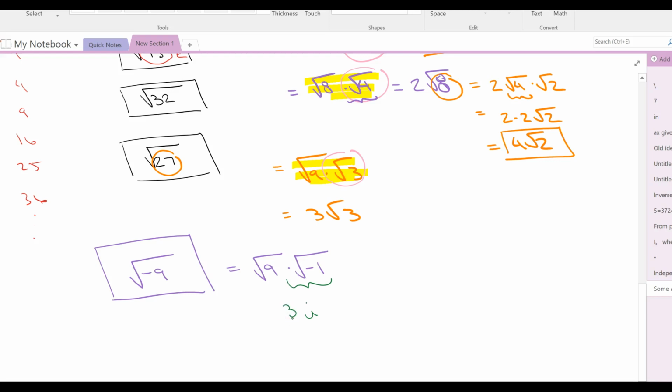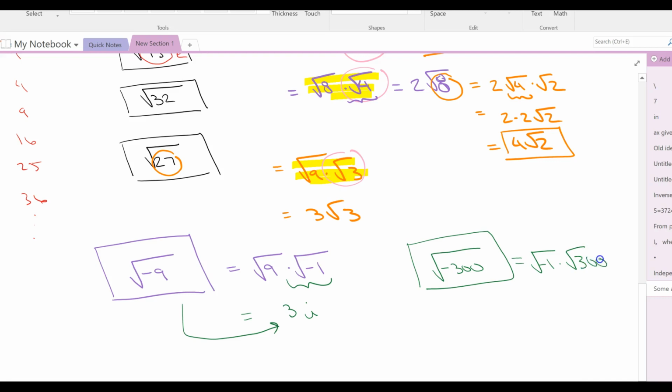So from now until the end of time for you all, you will no longer write root negative 9 as just root negative 9. You will take it all the way and express it as 3i. Let's take a look at this one, the square root of negative 300. Okay, let's simplify this radical. Well, many of you will probably start and just say, well, this is the same thing as square root of negative 1 times square root of 300, and that's perfectly fine.